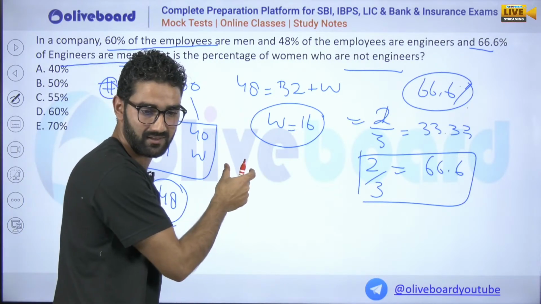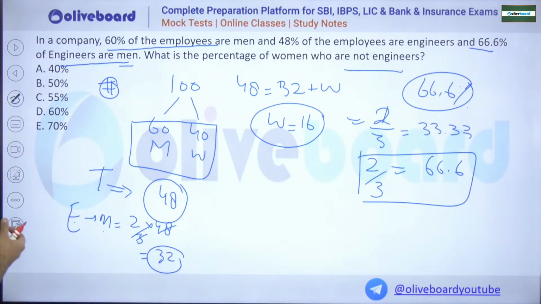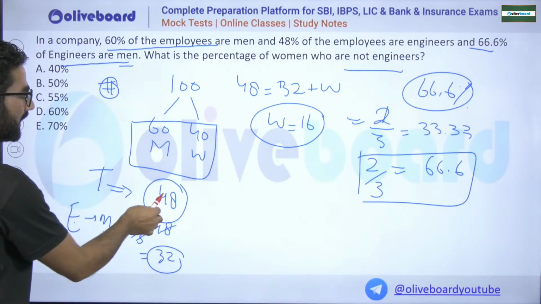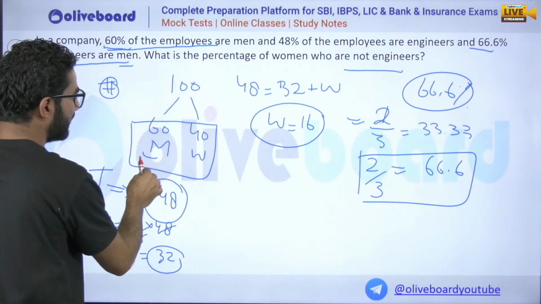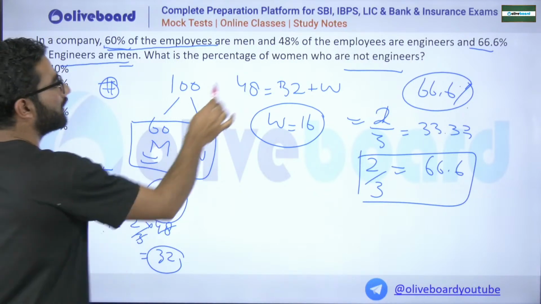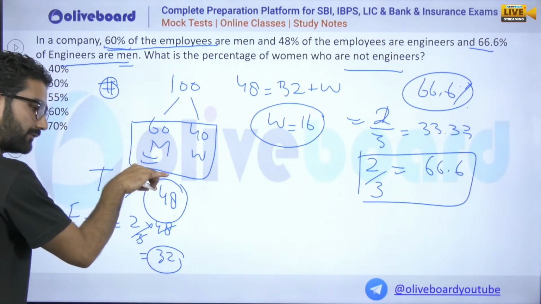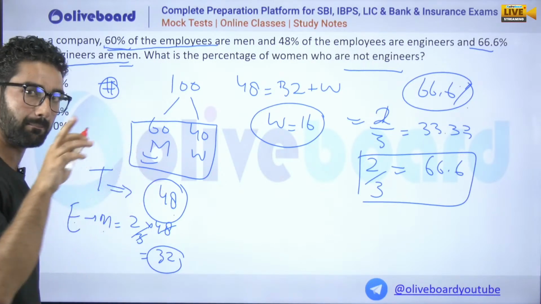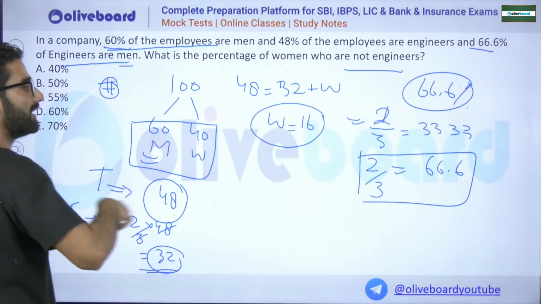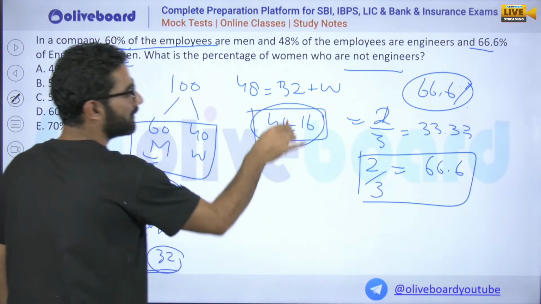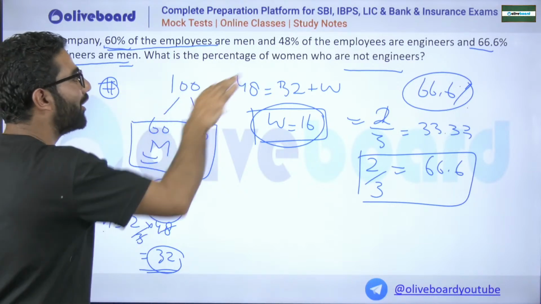Okay, 16 are engineers, these are those women. Student: Sir, how did 40 come? It was 48, no? Yeah, I just took 48 for engineers. This one, the data is 60% of employees are men, so 40 will be women. In total we have 48 employees who are engineers. Among these 48, 2/3 are men. So 32 will be those men who are engineers, but that means we have 16 women that are engineers also. Okay, but we have to calculate not engineers.